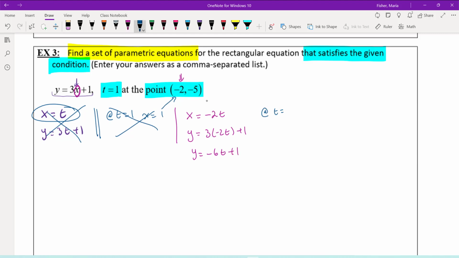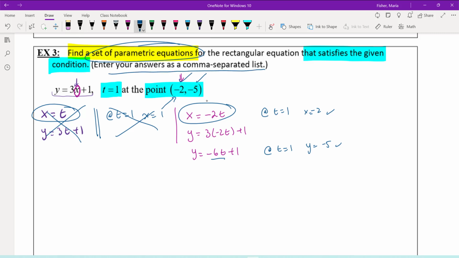What happens when t is equal to 1? Well, I'd have -2 times 1, which is -2 for x. So far, that's perfect. What about for y? Well, at t equal 1, I'd have, for my y here, -6 times 1, which is -6 plus 1, which is -5. Perfect, that's what I need. Therefore, a set of parametric equations entered in as a comma separated list would be x equals -2t, comma, y equals -6t plus 1. We are done with this problem, so let me just recap.